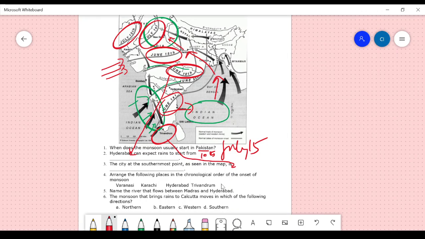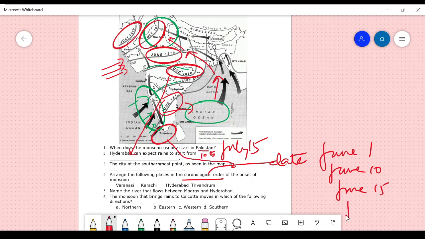What is the following place in the chronicle that is the answer to the monsoon? Chronology is date wise. So you start from June 1st and June 10, and then June 15, and then July, like that it goes, July 10 or something like that. So which are the cities that go there? It goes like this. So you have to name the cities and then name the river that flows between Madras and Hyderabad. There are so many rivers along this. It is given there: Krishna River, Godavari River, and what more? There are only two rivers given there. If you know more, you can just write them.